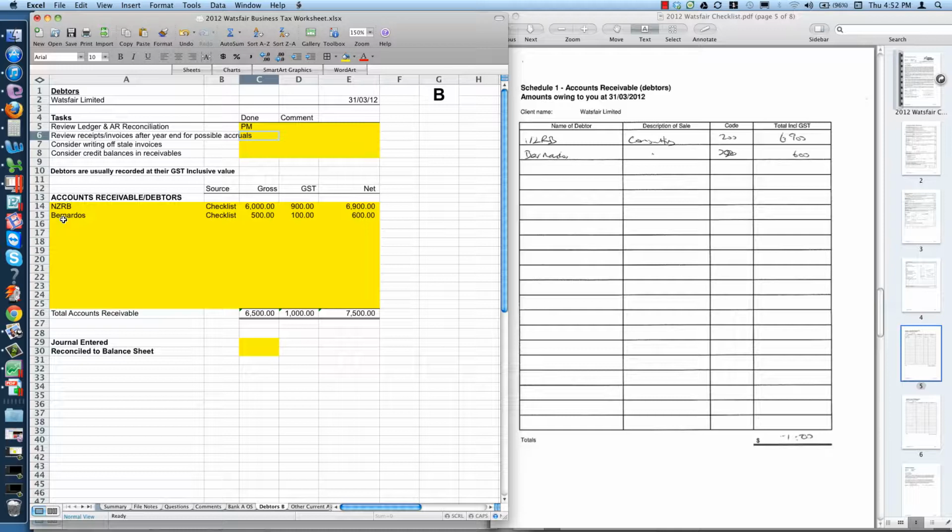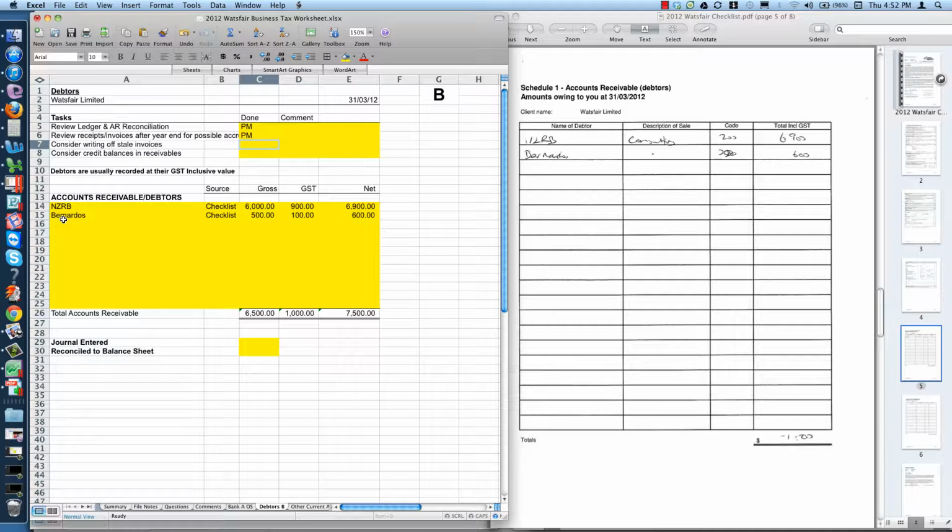Even if the client gives you a report, or if they have a ledger report, it does pay to go through, and sometimes you'll have to ask the client, hey, you received a certain amount of money on the 4th of April. Was that relating to March, or was that for a new transaction? And sometimes you'll find misposted stuff.